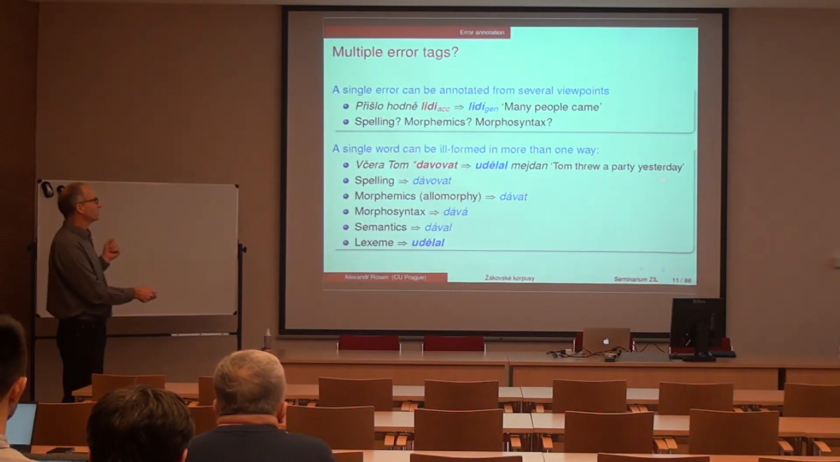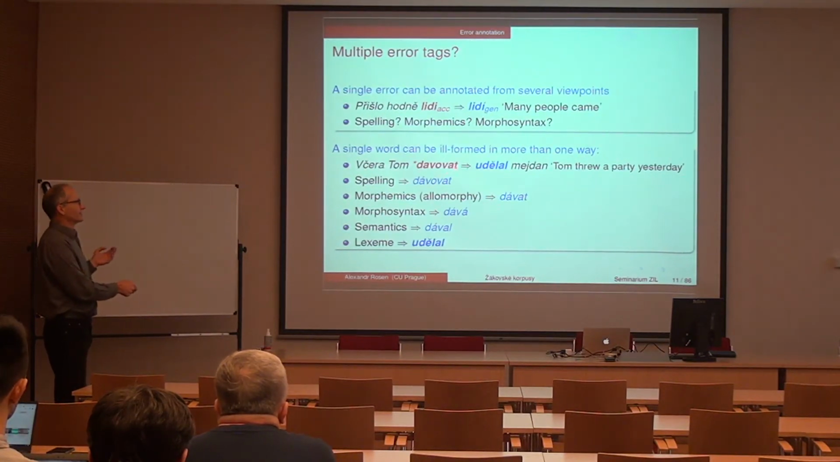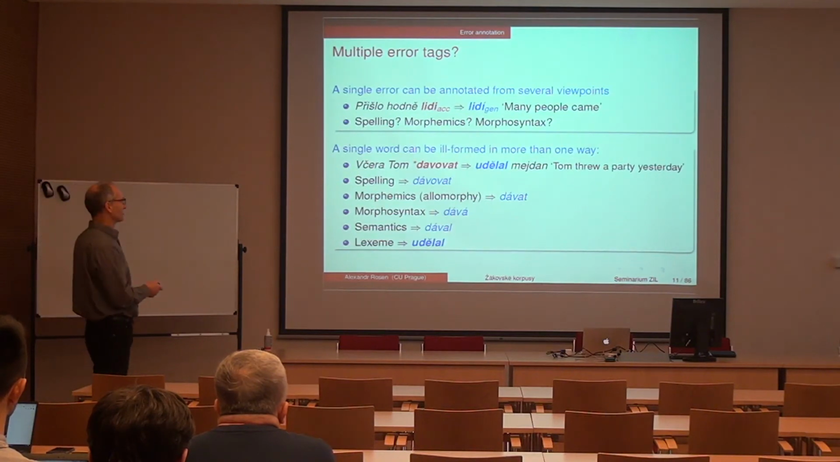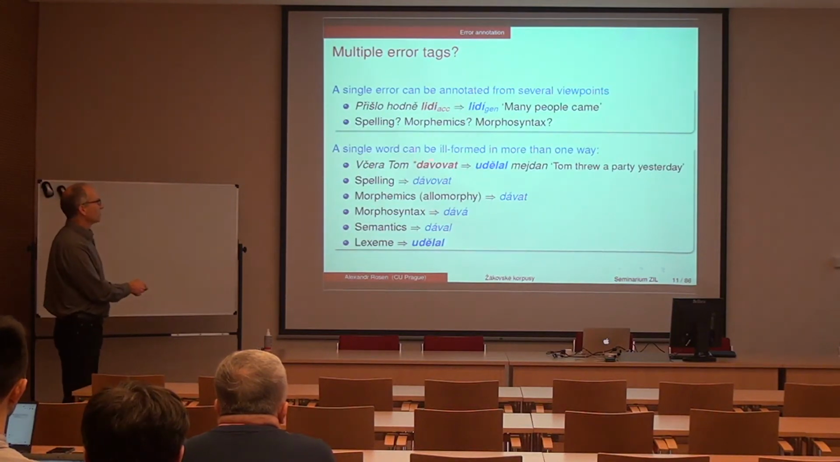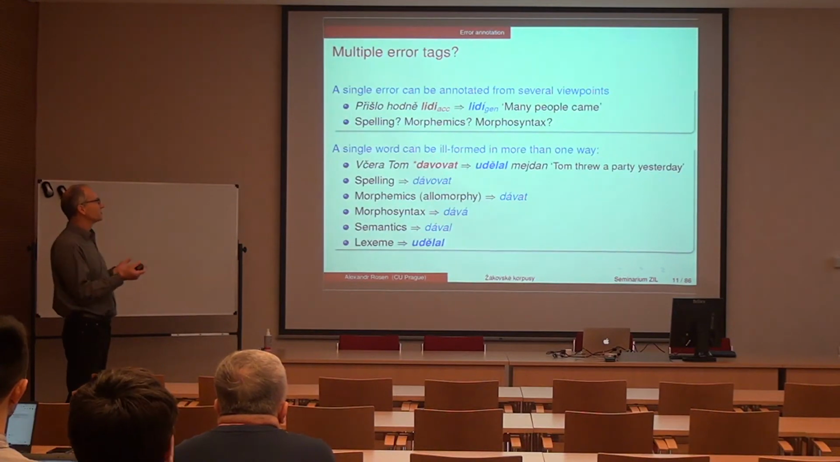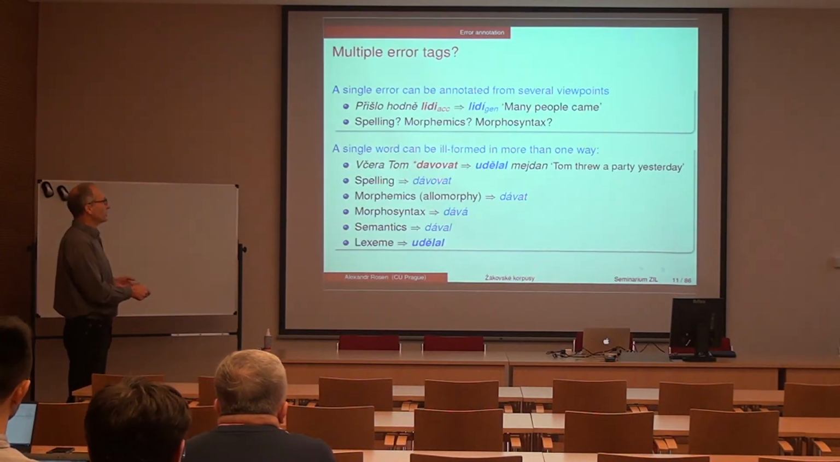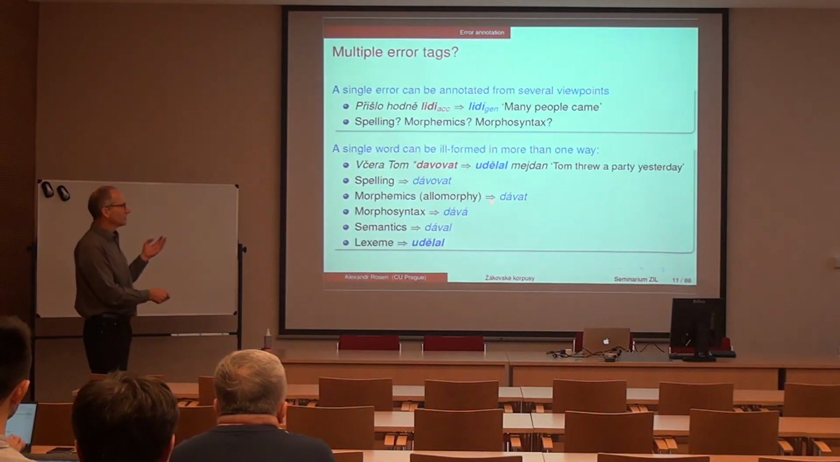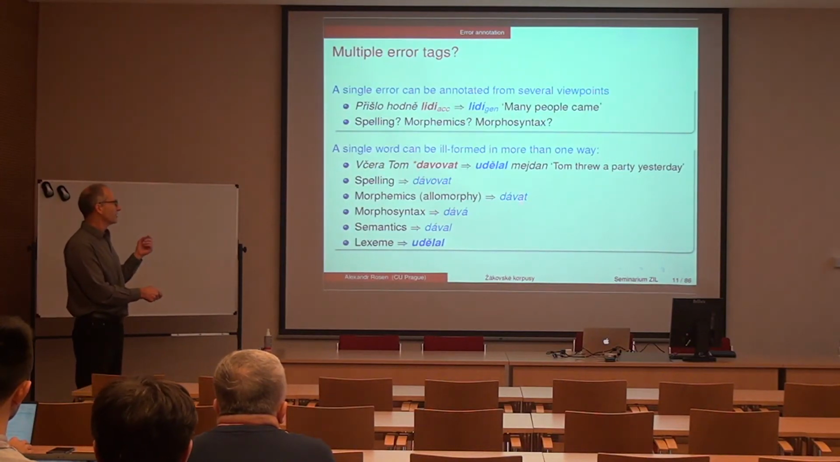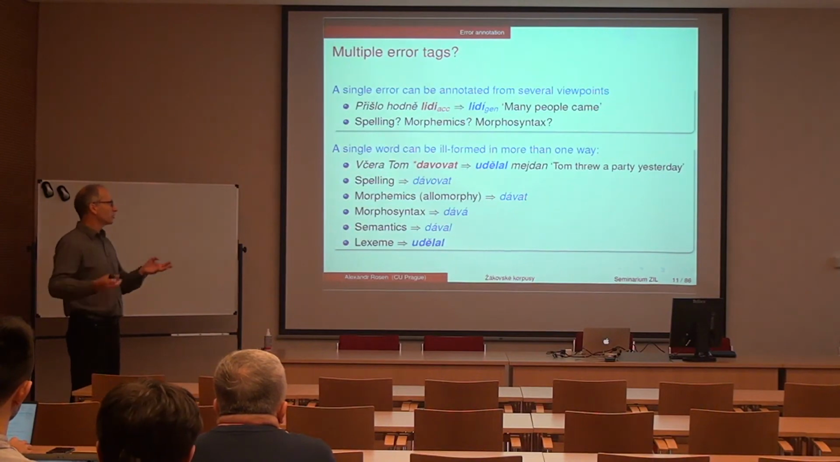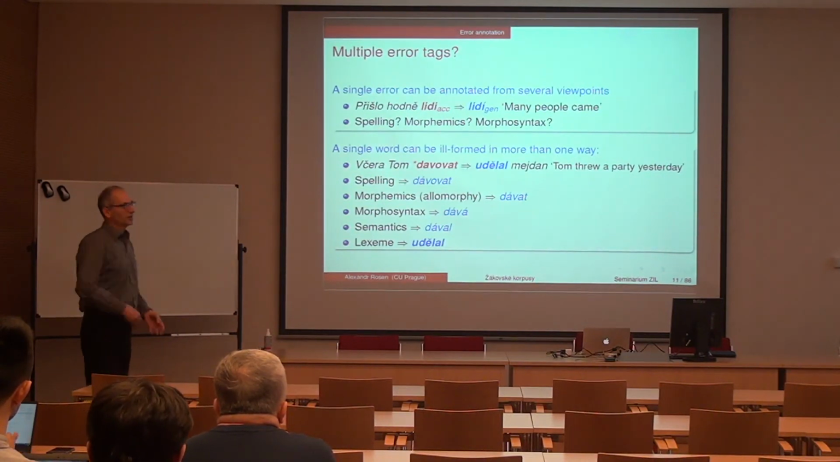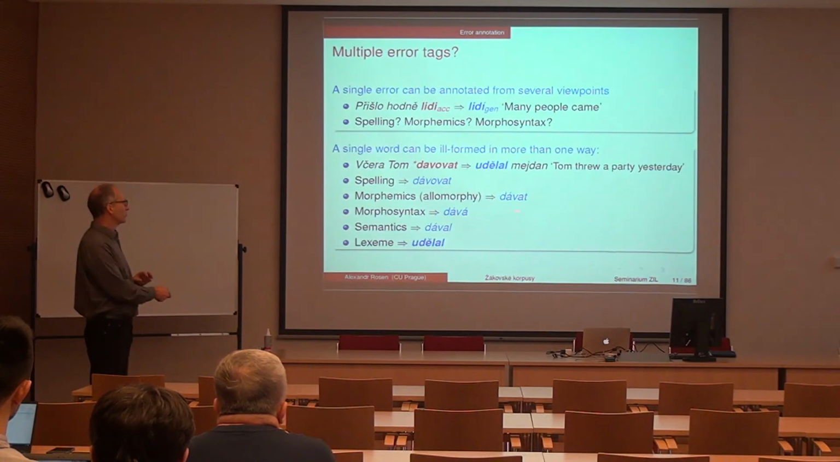So, "Tom threw a party yesterday", this is hypothetical, it's not a real example. So you can have something like an infinitive, but that infinitive is not correct. It was supposed to be something like "give a party". If you just want to correct spelling, we would just put this accent. But actually, "to give" has this infinitive. But of course, it's a finite clause, so you should have the third person singular form.